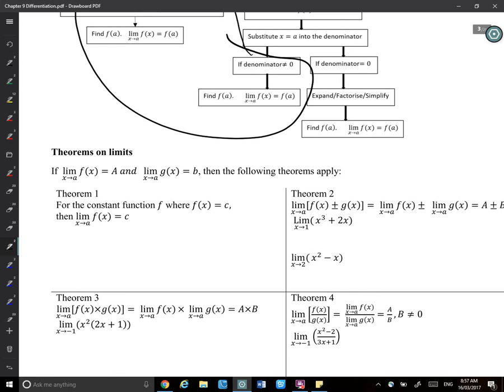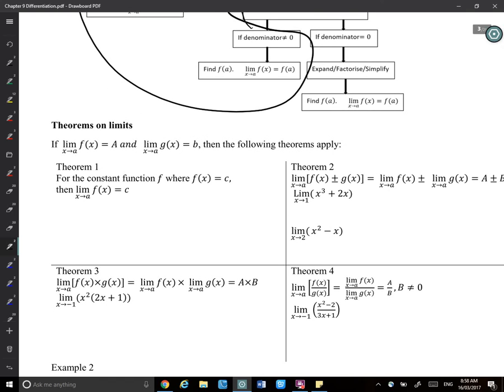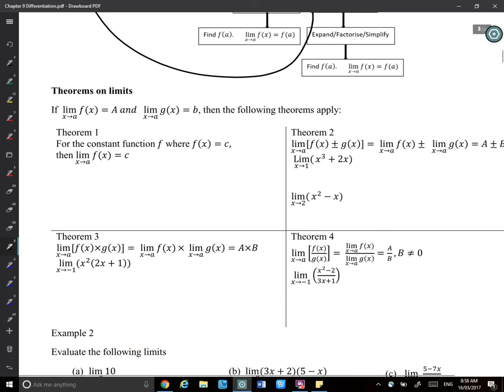Before we evaluate that, there are some theorems on limits, which I think are really useless theorems. I'm not going to practice on that. I'll just tell you what they are. The first one is important.